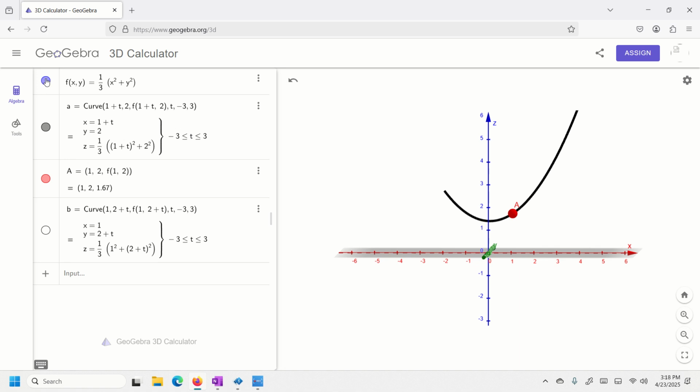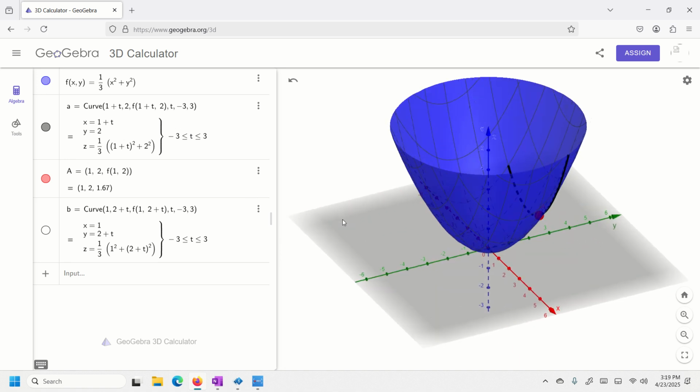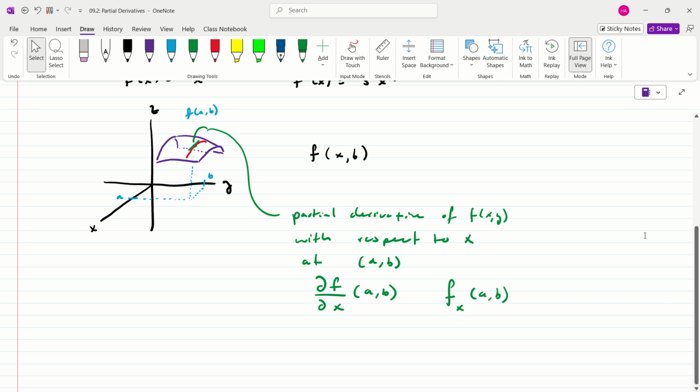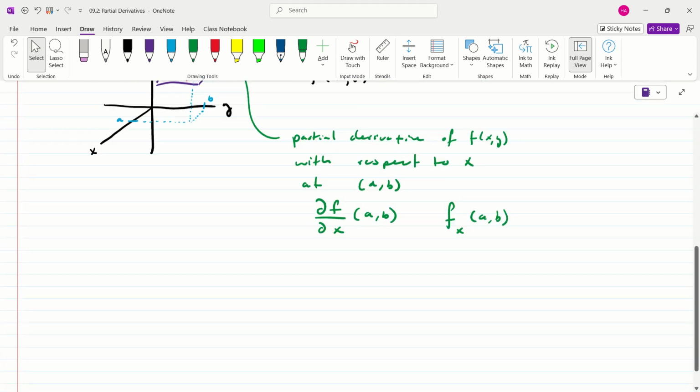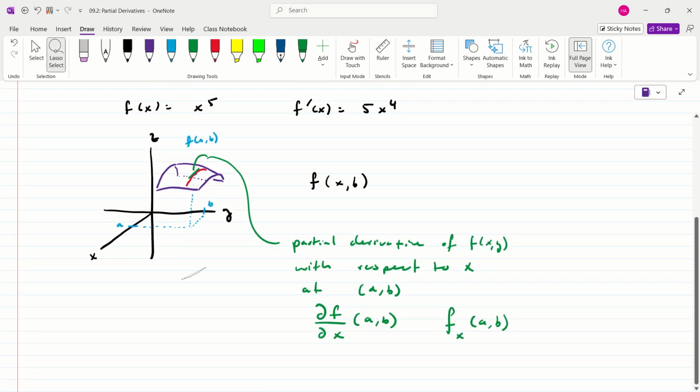Okay, so let me go back and reset this. We could also talk about the partial derivative of f with respect to y. So again, let me copy this picture. Most of the things are going to be exactly the same.